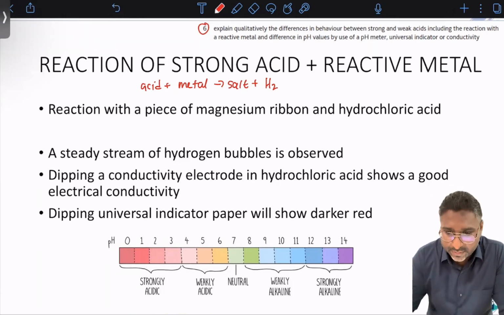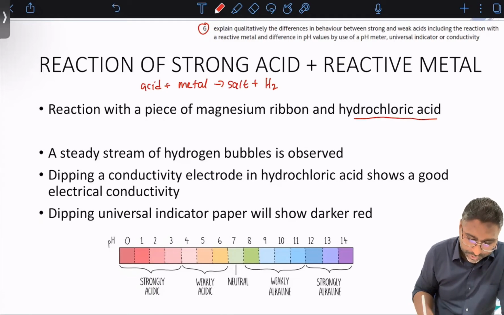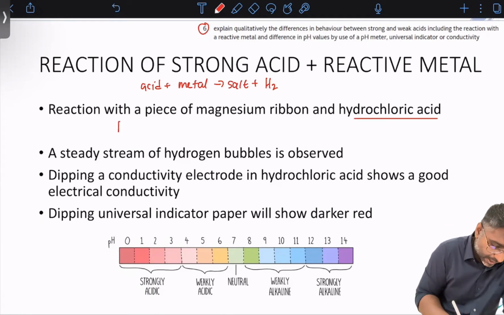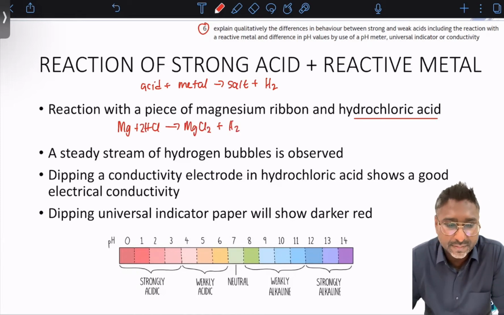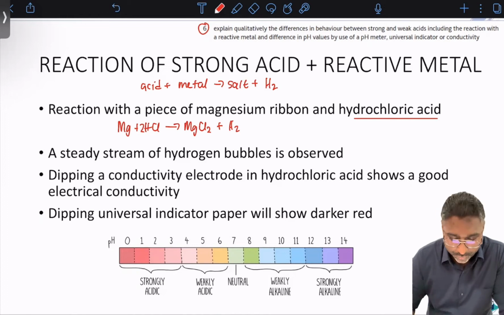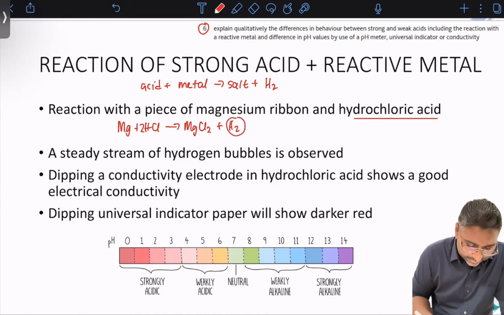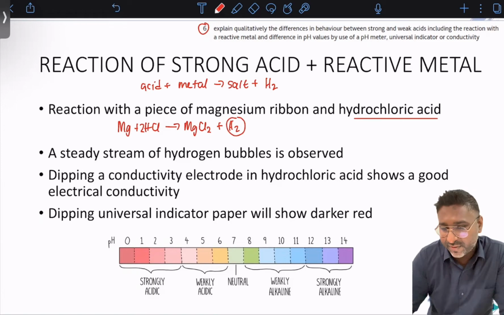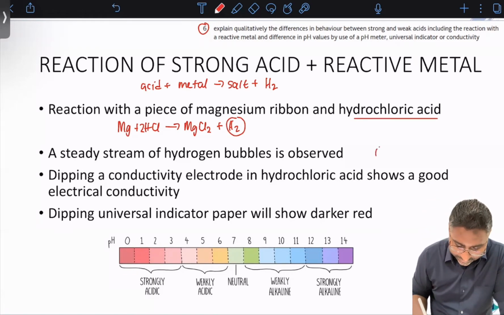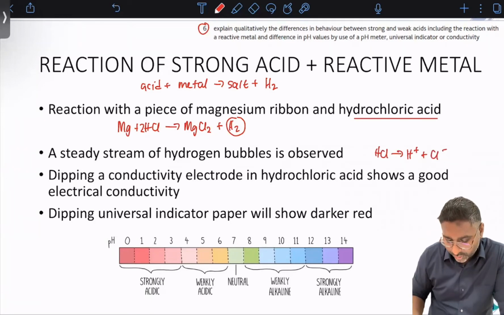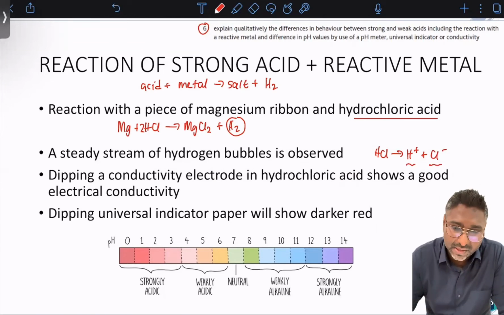If you look at hydrochloric acid, we know hydrochloric acid is a strong acid. So if I have magnesium ribbon and react it with HCl, I am going to get magnesium chloride plus hydrogen gas. Of course you can balance it by putting it like this. So what do you observe? You will see a steady stream of hydrogen bubbles, or effervescence, being observed. And HCl gives you H plus and Cl minus, so there are a lot of free moving ions over here which can conduct electricity.